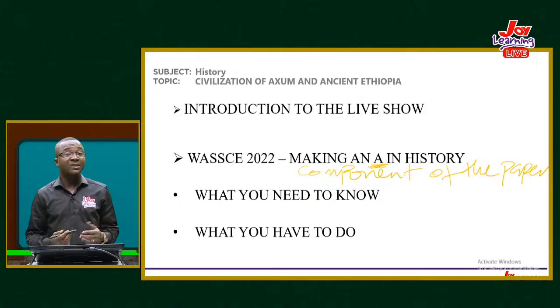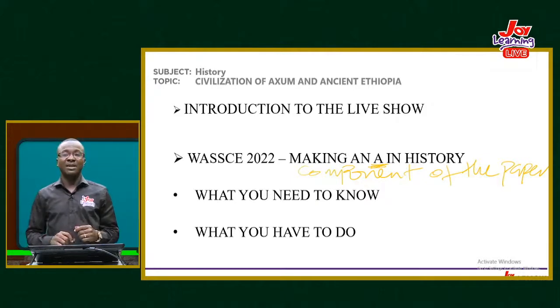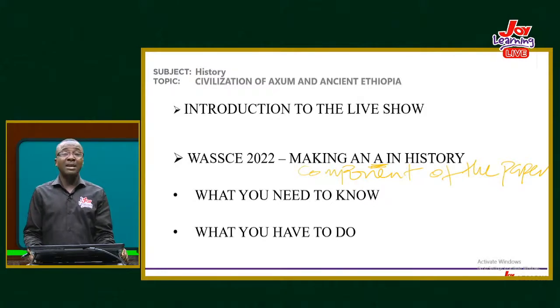If it so happens that the fourth question you want to answer is found in section C, if you have already answered one question in section C, you can still add that question as your fourth question. So by all means, make sure that you have answered at least a question from each section. Somebody is asking, is it very important to follow this rule?